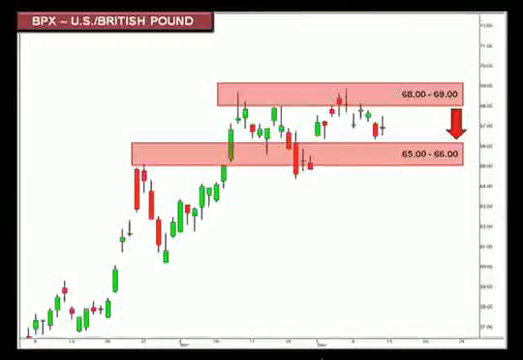Support here would likely yield another test of that 68 to 69 focal zone. A definitive break above 69 would see us testing that 71 to 72 box that has been on our radar for several weeks now.